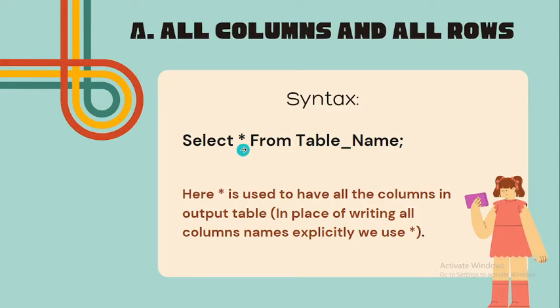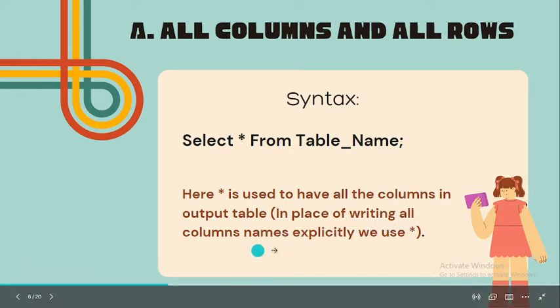Now what is the asterisk here? The asterisk is used to have all the columns in our output table. Once we query our input table, we will get certain output. That output will again be a table which consists of some rows and columns. Here we will get the output where all columns and all rows will be available. Whatever is in your input table, the same thing will come as output in our output table. So in place of writing all the column names explicitly, we use the symbol asterisk.